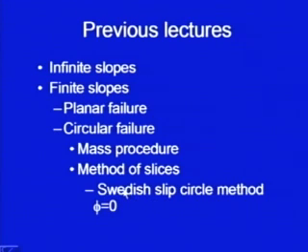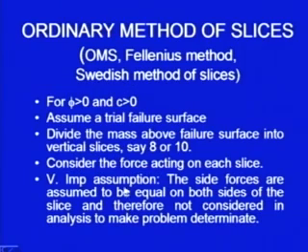So, up to this we have already completed, and today we are starting the next case, that is the ordinary method of slices. In short, it is called OMS. It is also called the Fellenius method or Swedish method of slices. We had just started discussing this method last time, and if you remember, the Swedish slip circle method, which was the first case which we took, was applicable to phi equal to 0.